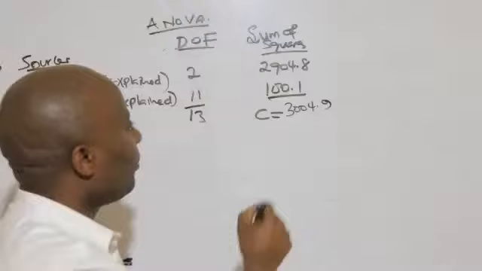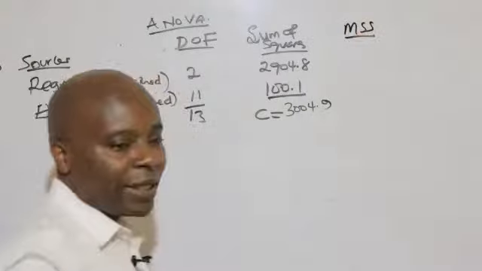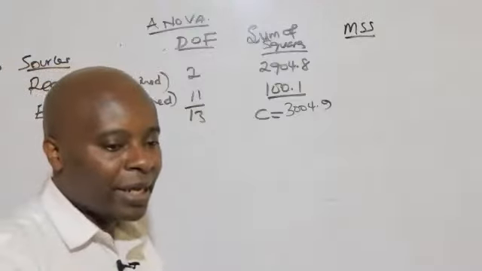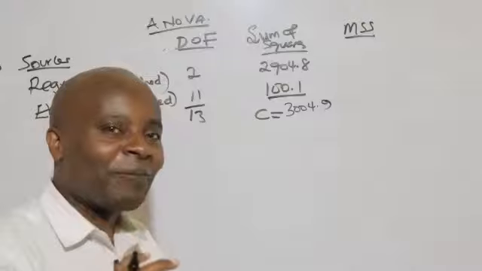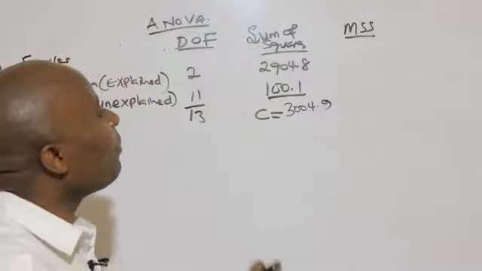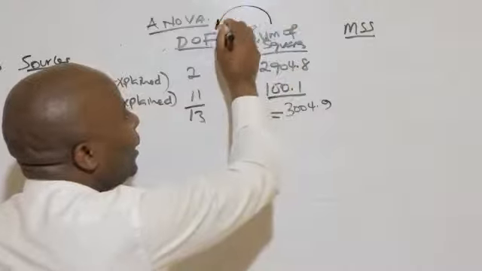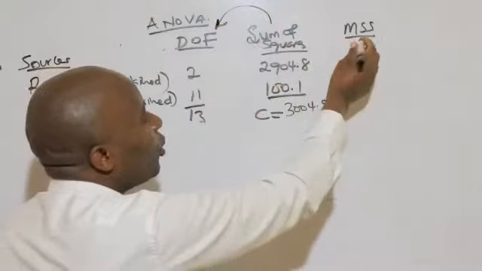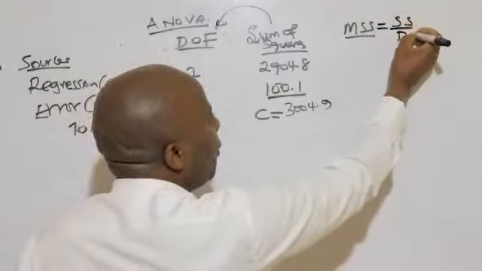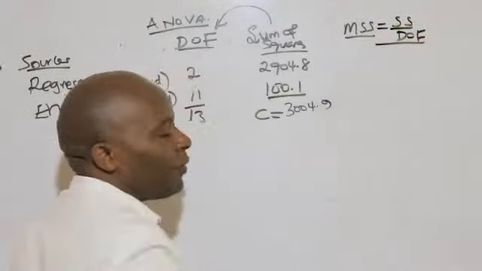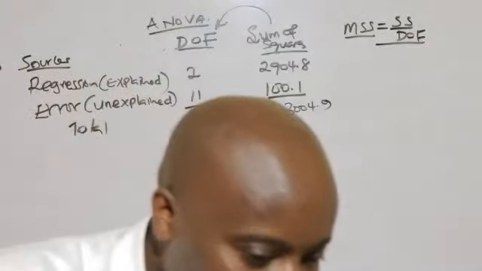The next column they want me to get is called the mean sum of squares. So what shall we do for us to get the mean sum of squares? It is an easy thing to get. You take this and divide by this. To get the mean sum of squares, we normally take the sum of squares divided by the DOF.